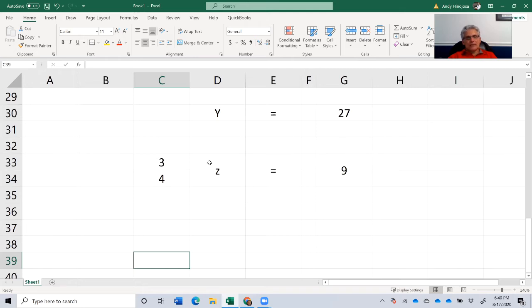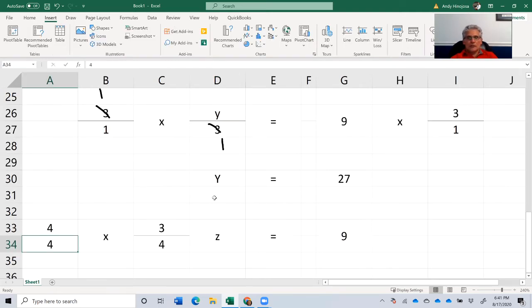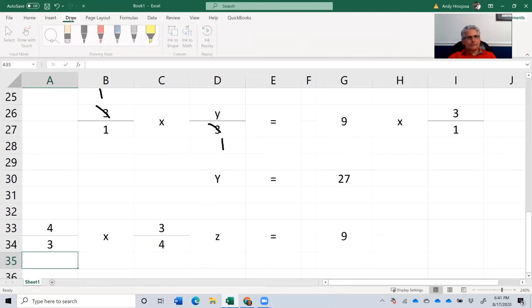Well, we're going to isolate the z by multiplying this 3/4 z by the reciprocal of 3/4. The reciprocal of 3/4 is 4 over 3. Well, if we multiply 3/4 z times 4 over 3, then what happens?